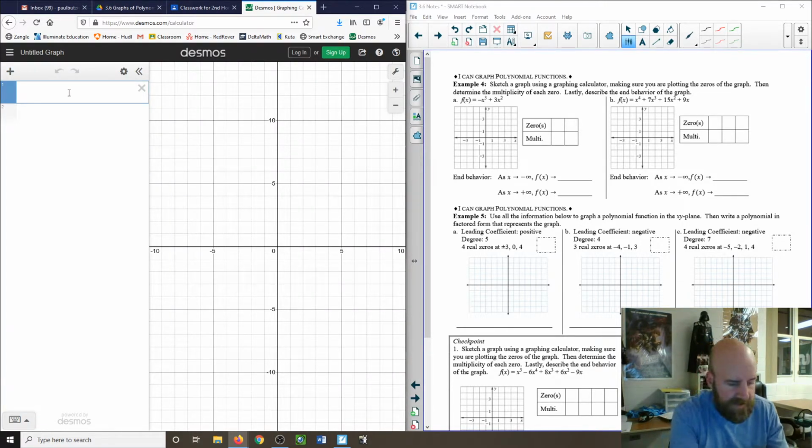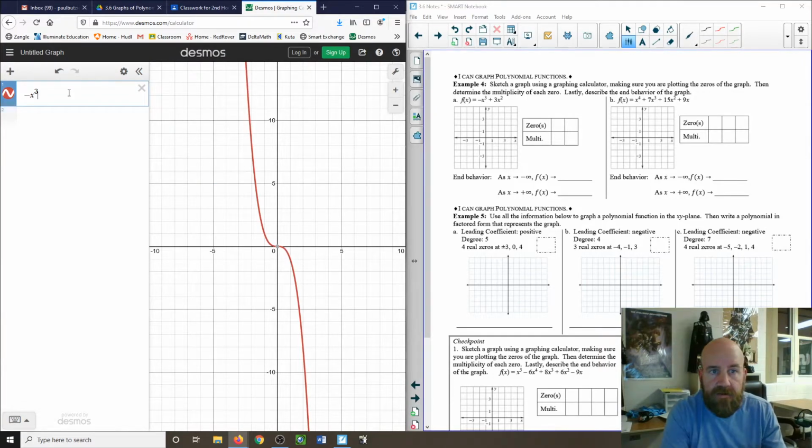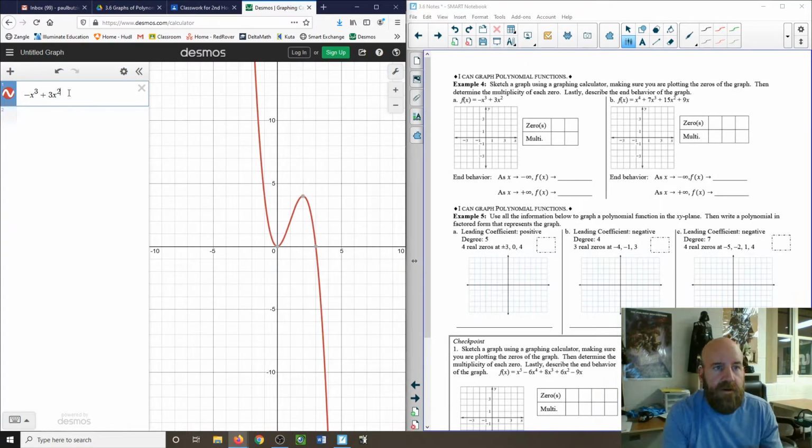Let's see what we got here. We got negative x cubed plus 3x squared. All right. So here's our zeros. We have a 0 at 0. And we have 1 at 3. So the 1 at 3 we're crossing through. So that's going to be an odd multiplicity. So let's just call that 1. And then we have an even multiplicity here because we're bouncing. So there are 2 of those.